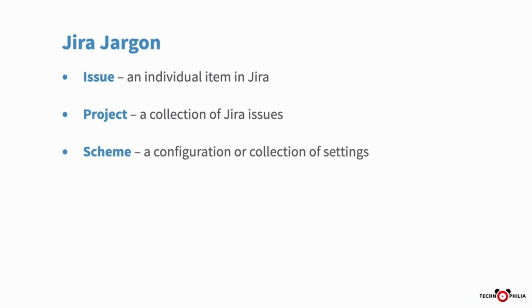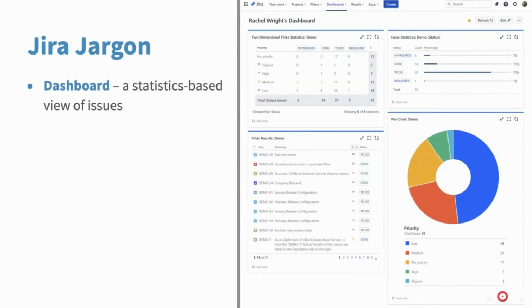Next, a scheme is a configuration or collection of settings. A scheme allows you to use settings differently in the same project or share settings between multiple projects. For example, a bug issue type might function differently than a task issue type in the same project, or the same issue type functionality may be shared between multiple projects. Schemes make this possible.